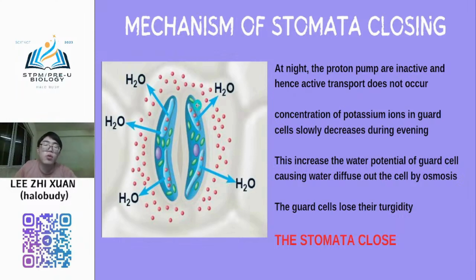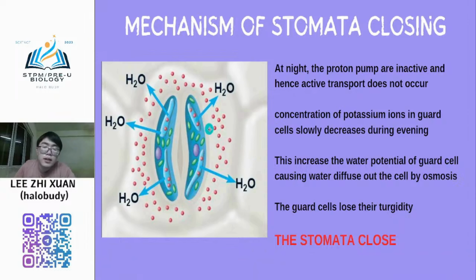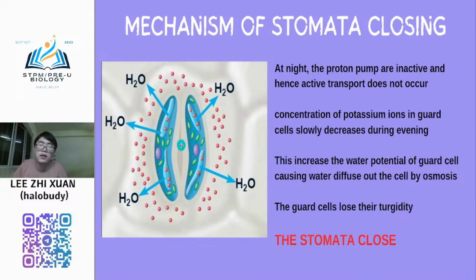Once the water has diffused out from the guard cell to the surrounding, the guard cell loses its turgidity, meaning that the cell wall cannot expand or maintain its curved shape. It will become like this. So this will cause the stomata to close. So it will return to the original shape.